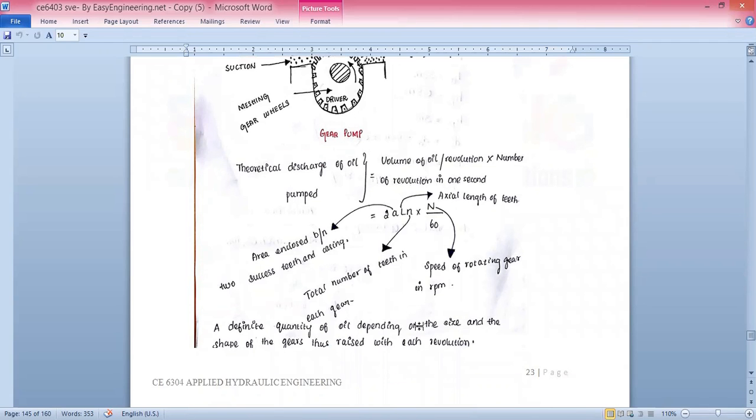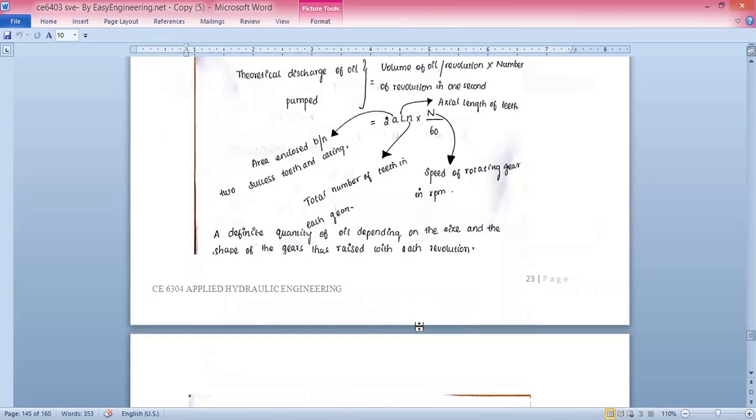Further, a definite quantity of oil, depending upon the size and shape of the gear teeth, is raised with each revolution.